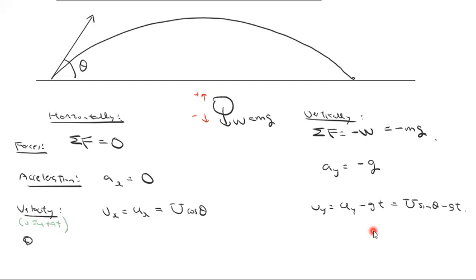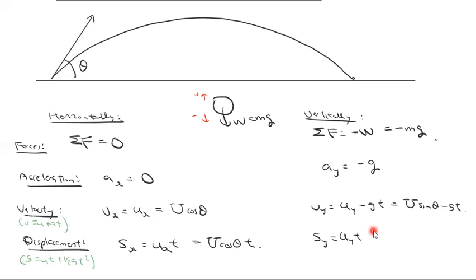And your displacement will rely on your formula of s equals ut plus half at squared. So we're really just subbing things in for each thing. So sx must equal uxt plus 0, so nothing. In other words, u cosine theta times t. And your sy would therefore equal uyt minus half g t squared, which would therefore equal u sine theta t minus half g t squared.